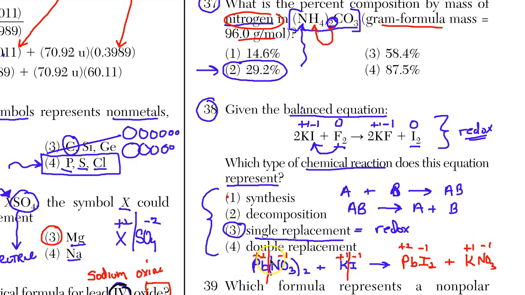Now you don't need the charges. I'm just writing them to show you that the charges are not changing. It's not a redox reaction. So there's double replacement. There's 2 things. Remember, this lead now is going with this I, and this K is now going to go with this NO3, and we write the positive ion in front. So in any case, a single replacement is going on, not a double, and that's classic redox. So 38 is choice 3.